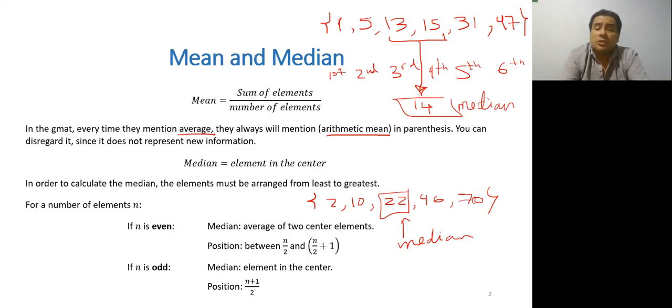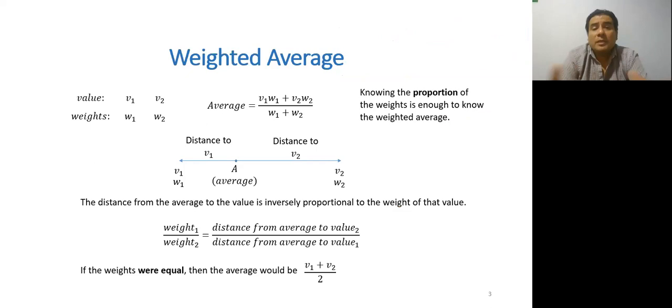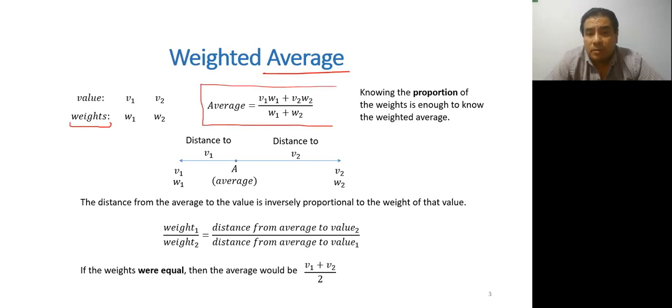Let's talk about the definition of weighted average. The weighted average is an average where the values to be averaged have corresponding weights. They are like coefficients that multiply the values. These products of value multiplied by weight are added all together, and then you divide by the sum of weights. In this formula, you can see how to calculate the weighted average for 2 values with their respective weights. In most cases, knowing the proportion of the weights is enough to know the weighted average.